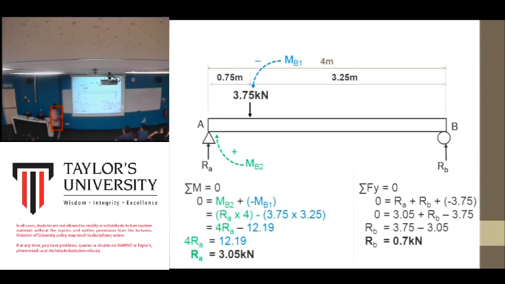So RA plus RB minus 3.75. Why minus? Because the load is going down. Solve this equation, so you get RB is 0.7 kilonewton. How to know that the RA and RB you got are correct? Try to add them together. 3.05 plus 0.7. Did you get the same as the load? Which means it is correct.